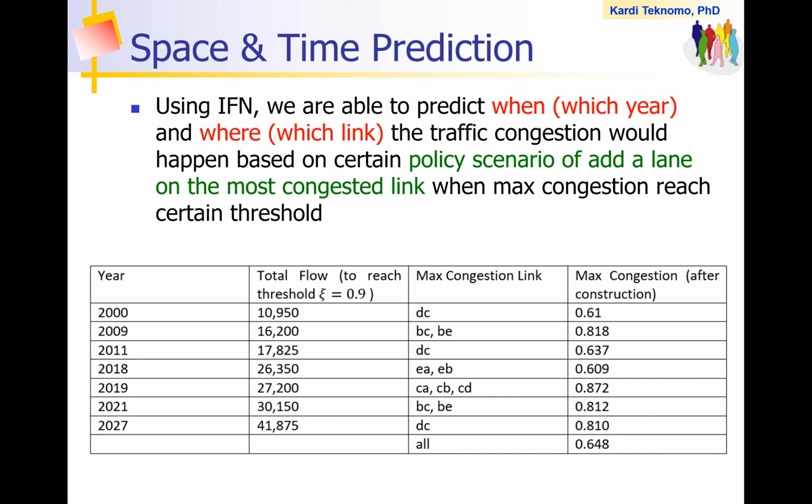Of course, this policy scenario must be related to the performance of the network, which in this case is maximum congestion. If you still don't like maximum congestion, you can use average speed or average travel time. That's fine. It's the same. The technique is the same. Right. So I hope with this you are more convinced of the usefulness of this method, right?